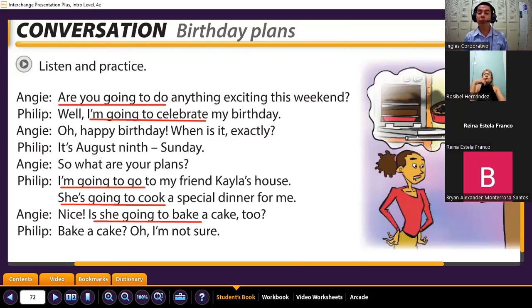Okay. Now, repeat after me, please. Repeat after me. Are you going to do anything exciting this weekend? Are you going to do anything exciting this weekend? Are you going to do anything exciting? Anything exciting this weekend? Are you going to do anything exciting this weekend? Well, I'm going to celebrate my birthday.